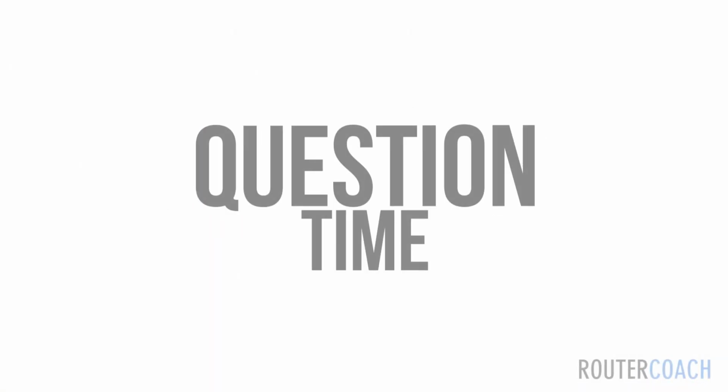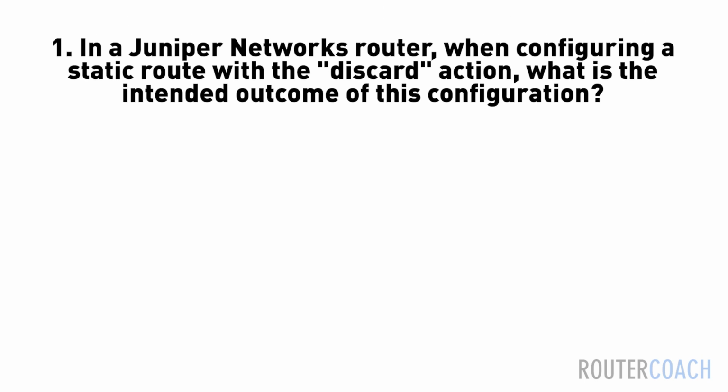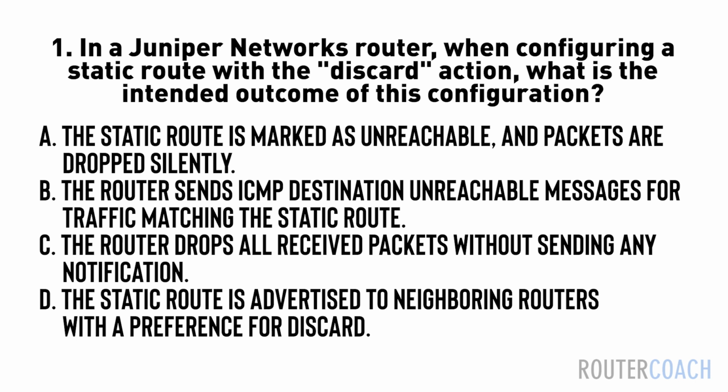It's question time. Question 1. In a Juniper Networks router, when configuring a static route with the discard action, what is the intended outcome of this configuration? A. The static route is marked as unreachable, and packets are dropped silently. B. The router sends ICMP destination unreachable messages for traffic matching the static route. C. The router drops all received packets without sending any notification. D. The static route is advertised to neighboring routers with a preference for discard. The answer is C.